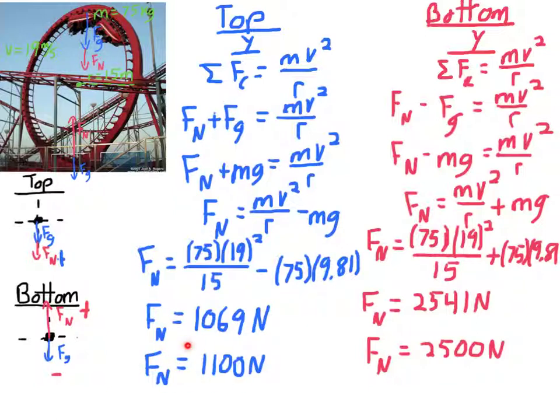Now, their actual weight here, 75 kilograms times 9.81, the normal weight that they would feel is somewhere around 750 newtons. So because you're going pretty fast in this loop, you feel slightly heavier at the top and much, much heavier at the very bottom of the loop.